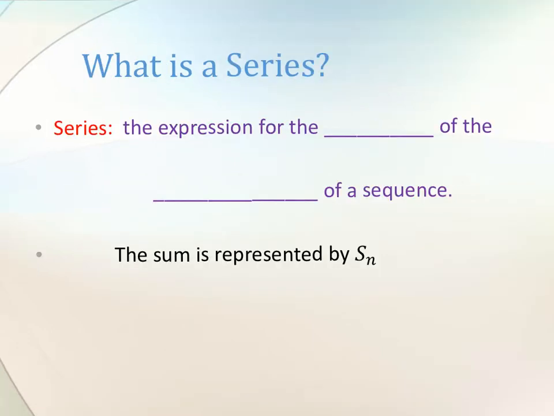And so the first thing is that we want to look at what is a series and how does it apply to what we're doing. So a series is the expression for what we call the sum of the terms of a sequence. And the idea is that the sum is represented by a new notation, which is S sub n, which basically means the series of any number of terms that we want. But the idea is that this is the sum of the terms of a sequence.